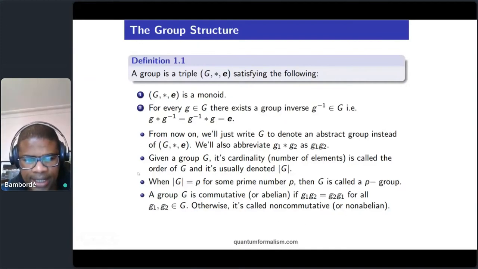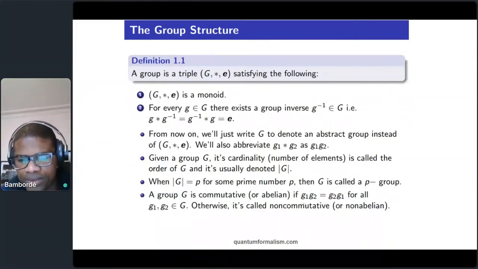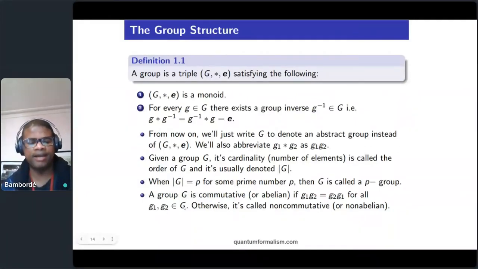Likewise, similar to a monoid, a group is commutative or abelian. Sometimes I use commutative, sometimes I use the word abelian. If the product g1g2 is the same as g2g1 for all g1, g2 in the underlying set, it is commutative. Otherwise, it's non-commutative or non-abelian. This is something that you already know.